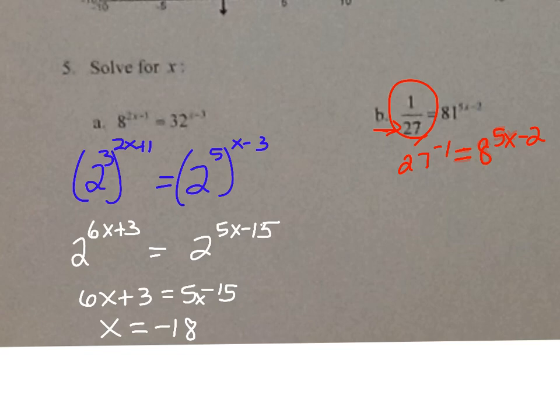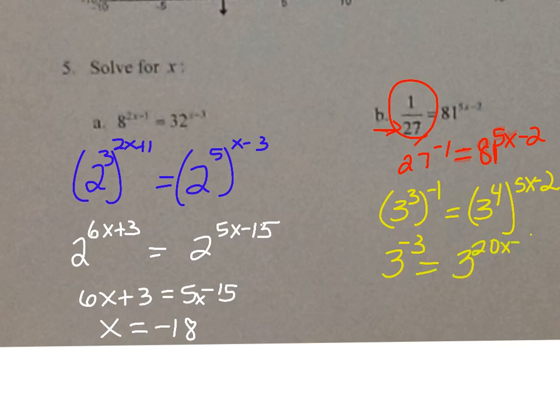Okay, so let's get them to be the same base. So I'm going to use base 3. So 3 to the third is 27. Raise that to the negative 1. And 3 to the fourth is 81. Raise that to the 5x minus 2. So it's 3 to the negative 3, power to a power, multiply the powers, and 3 to the 20x minus 8. Set the exponents equal because now they have the same base of 3. So negative 3 equals 20x minus 8. Add 8 over, we get 5 equals 20x. Divide by 20, we get 1/4.